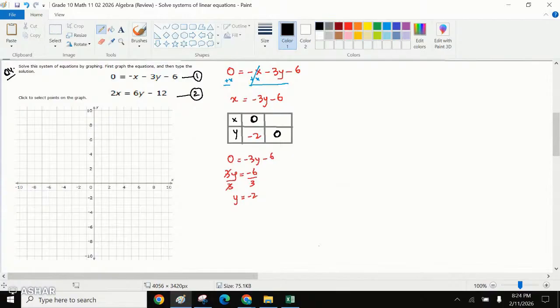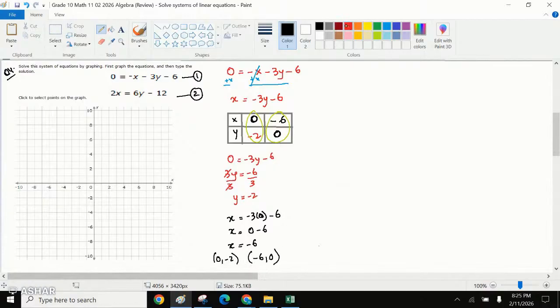Similarly, if we put y to be 0, right? That means x is minus 3, any number multiplied by 0 would be 0. That means x would come out to be negative 6. So we have these two coordinates with us. The two coordinates are 0, negative 2, and negative 6, 0.